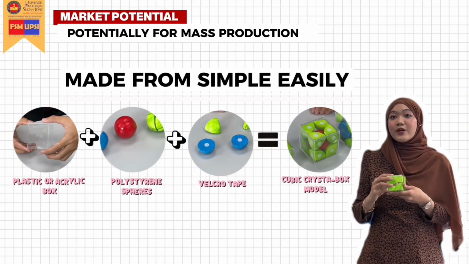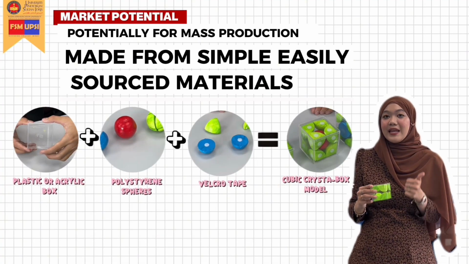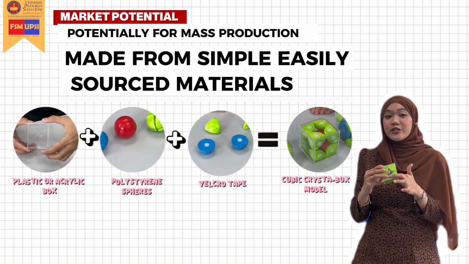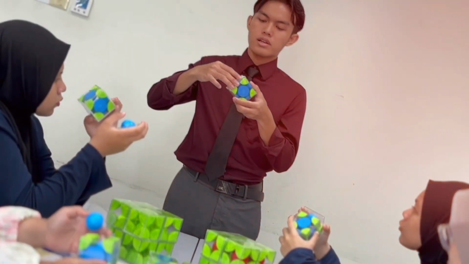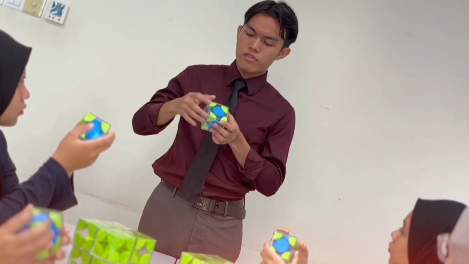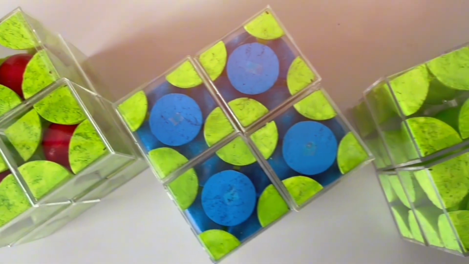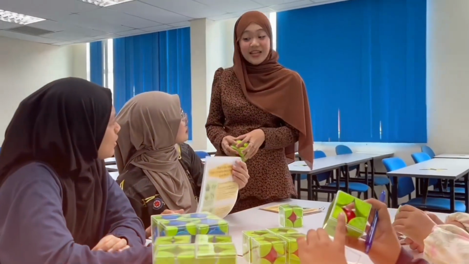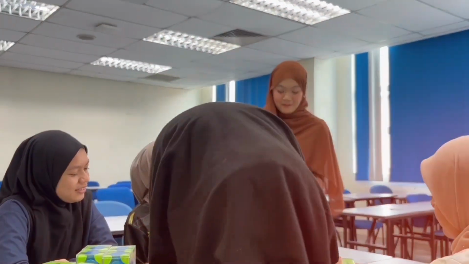In terms of mass production, the prospects are very promising. The model is made from simple and easily sourced materials, such as plastic or acrylic bolts, polystyrene spheres, and Velcro tape. These components are inexpensive and widely available, allowing the model to be manufactured at low cost. This makes the cubic Crysta box highly cost-effective for educational use. Unlike digital simulations or specialized equipment, it is durable, reusable, and encourages hands-on learning, all while keeping production costs affordable.